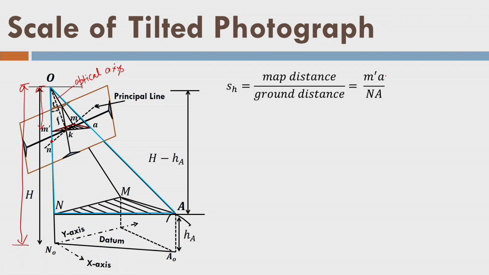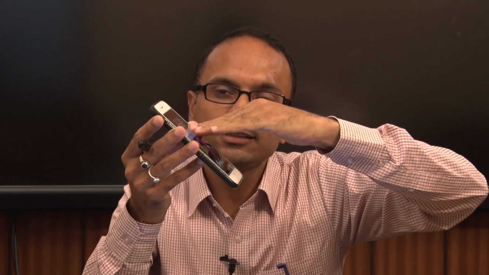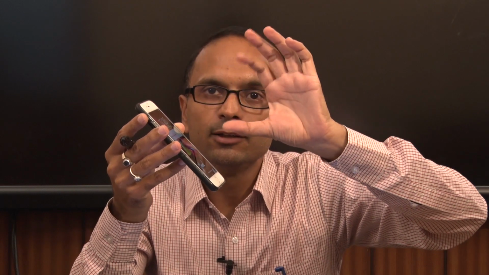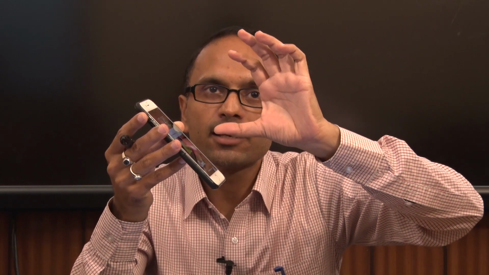So, I can say M dash A divided by NA is my scale of the tilted photograph and not the vertical photograph. As I told, M dash A is not measured along the nadir line here, but this distance is from this point to this horizontal plane. So, this distance I am trying to measure, and the ratio of this distance to the flying height, which is h minus HA, is going to be the scale for point A, if point A is on the tilted photograph.